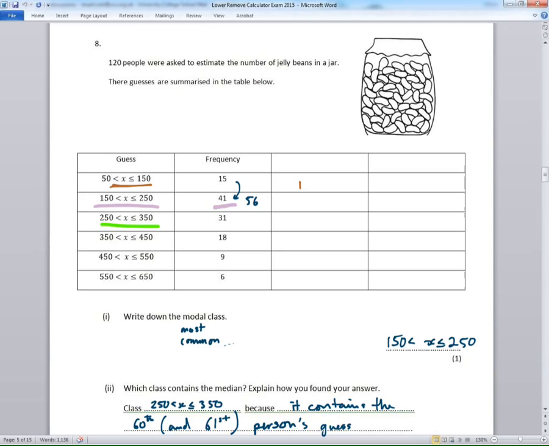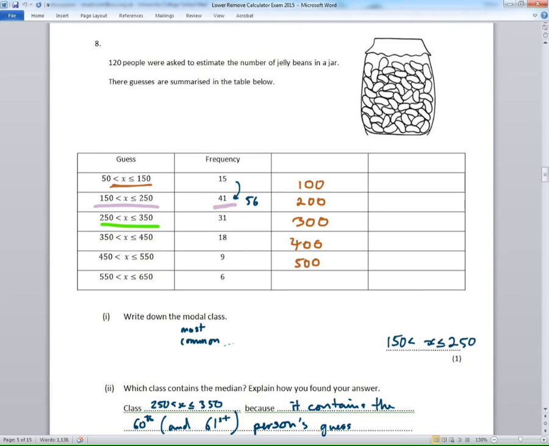Okay, so there were 120 guesses, but how many jelly beans were guessed in total? Well, if we look at this first group here, the 50 to 150 group, 15 people made a guess between 50 and 150 jelly beans. We're not sure exactly what each person guessed, but we could make an estimate and say, well, let's estimate that each of those 15 people guessed 100 jelly beans. So the total number of jelly beans guessed by those 15 people would have been 1,500. Okay. In the next group, we're going to say that each of those 41 people made a guess of 200 jelly beans, and carry on.